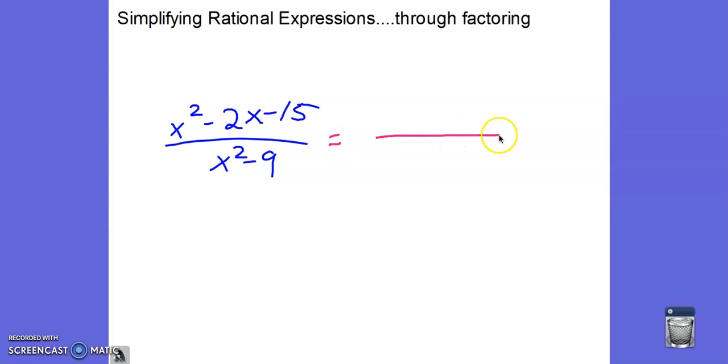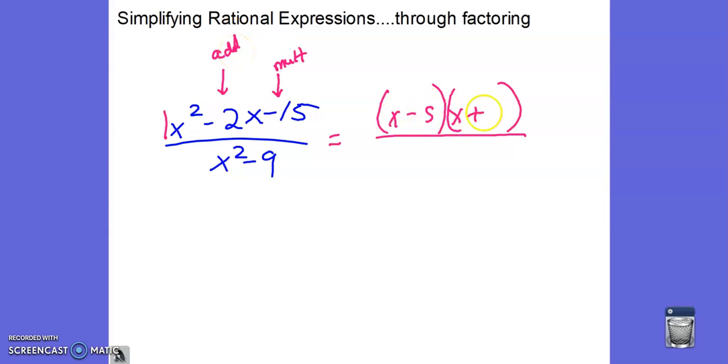So if you factor the numerator, and again, you should be getting quicker at this. This is a 1 out front, so what times what is negative 15, multiplies together to give you negative 15, but then adds together to give you negative 2? Well, that would be x minus 5 and x plus 3. And again, you could FOIL that to check.